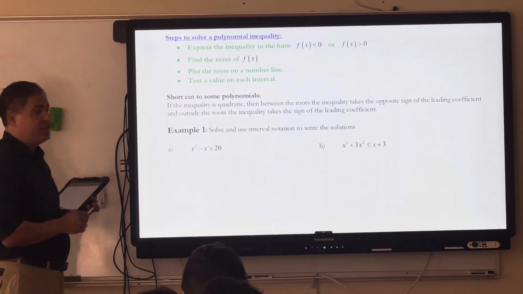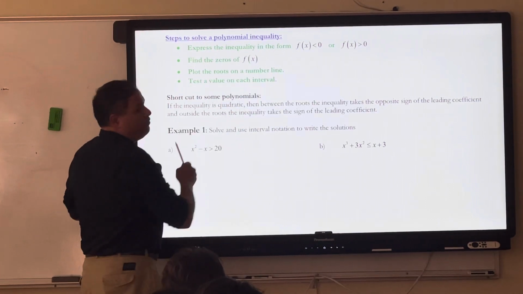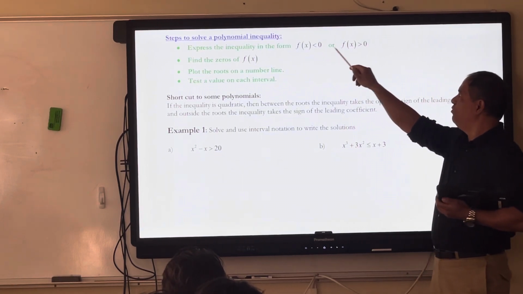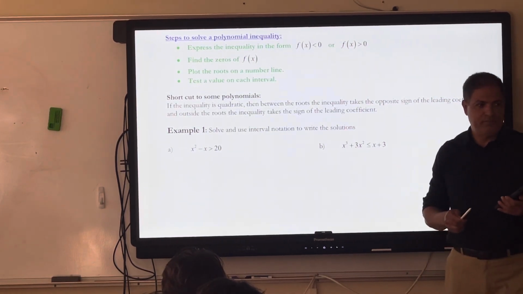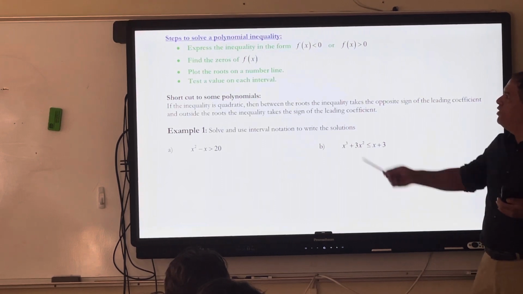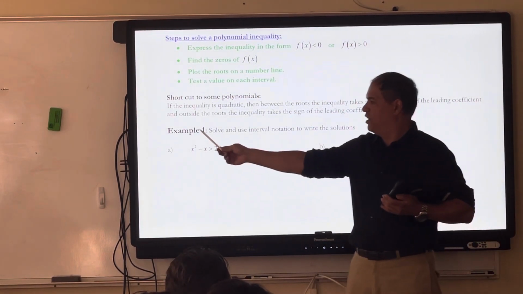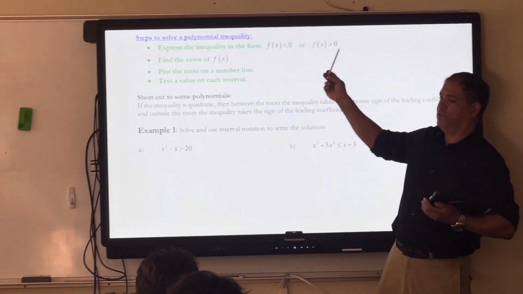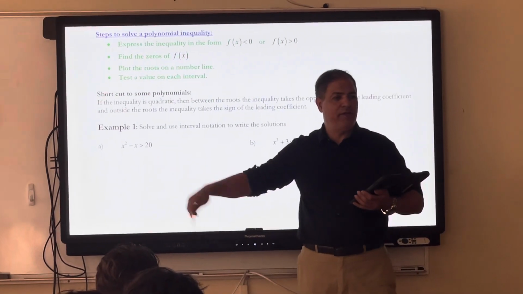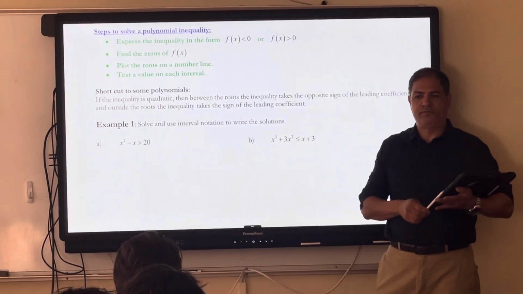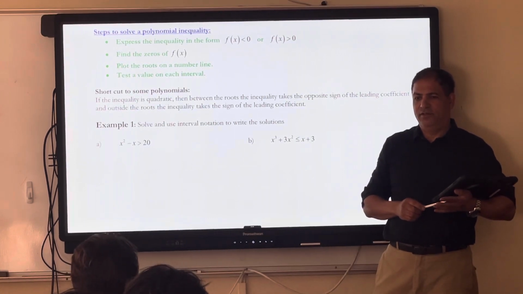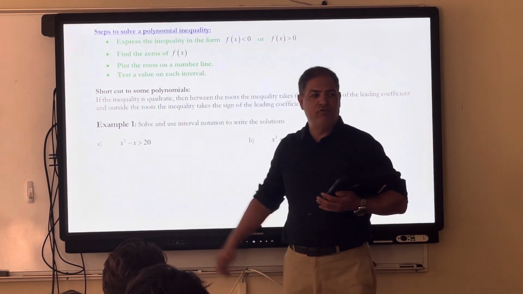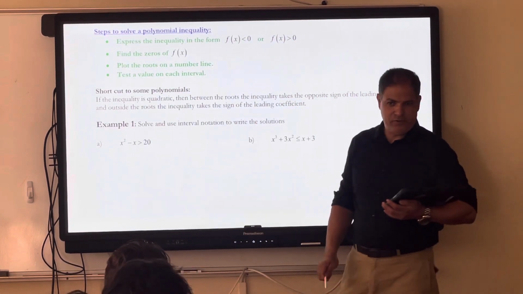The first step says express the inequality in the form of f of x less than 0, or less than or equal to 0, or greater than 0, greater than or equal to 0. So what do we mean by this? Look at this example, example 1a. When we say we want this to be less than 0 or greater than 0, what do I mean by that? Put all the values on one side of the equation. Very good. And the other side of the equation will be 0.